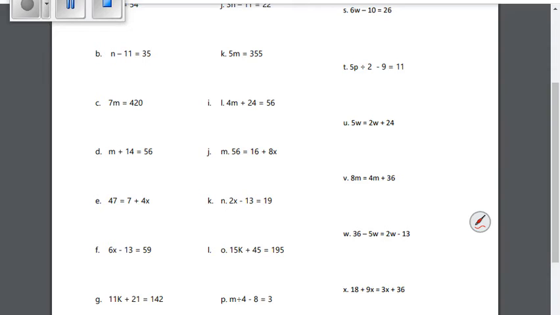Instead of minus 13 on this one, add 13. I'm left with 2x is equal to 32. Now instead of times by 2, I can divide by 2. And so x is equal to 16. Okay? All about the opposites.